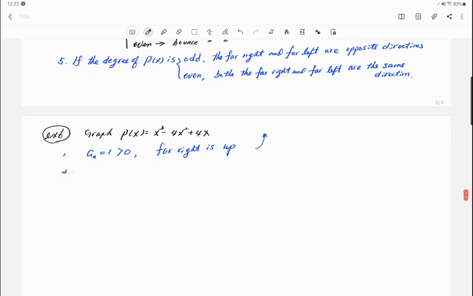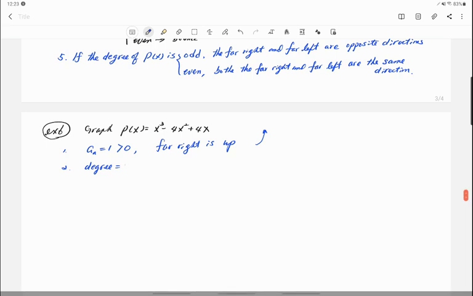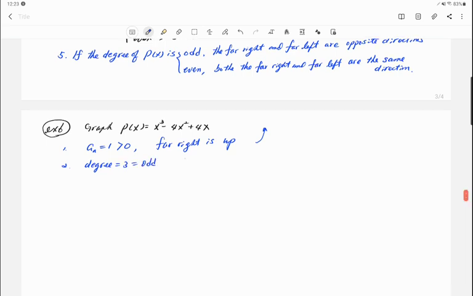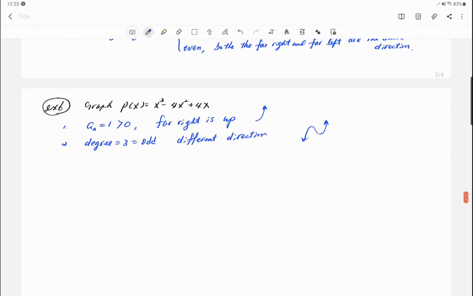How about the degree? The degree is 3, which is odd, so different directions. The right hand is up and the left hand is down, something like this, right?